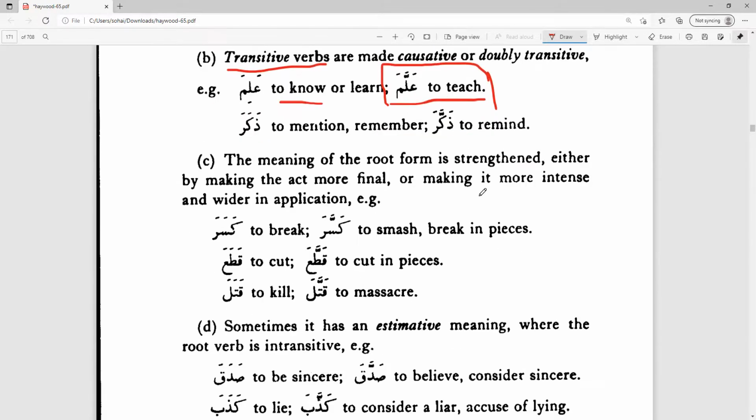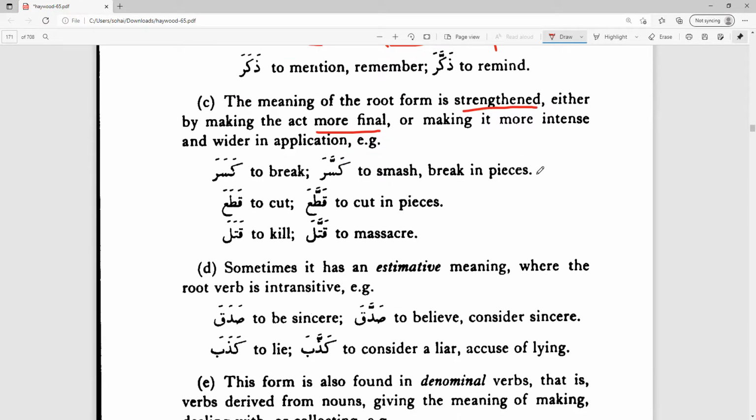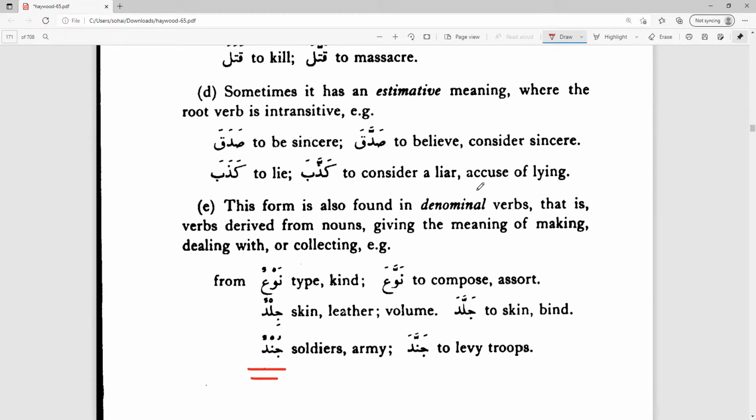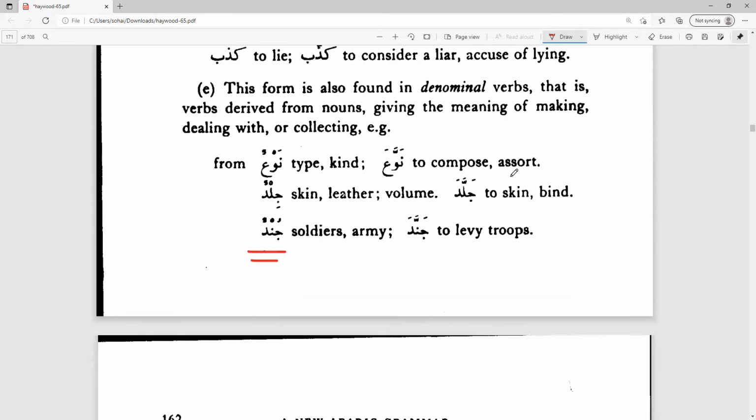It's having 2 objects, so I'm not going to repeat that again. Quickly, we also said it can strengthen the meaning or make the act more final. Like kasara means to break, kassara means to smash or break into pieces. And the fourth one was estimated meaning. So saddaqa means to consider sincere, which we normally express when we say to believe. Kadaba means to lie, kazzaba to consider a liar, accused of lying.